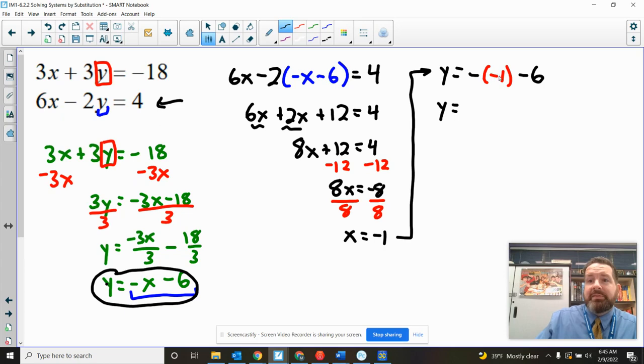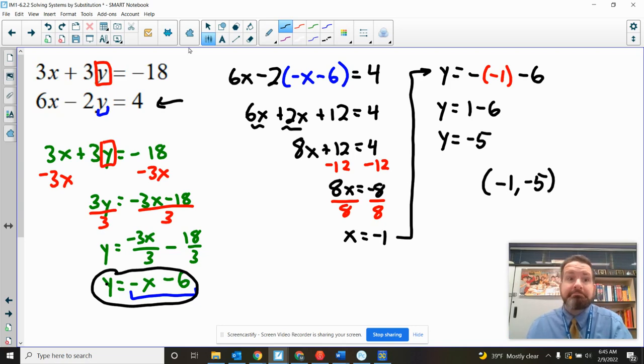Now the opposite of a negative is just a positive, and then 1 minus 6 is negative 5. So my solution, x number first, y number second, I think is negative 1, negative 5.